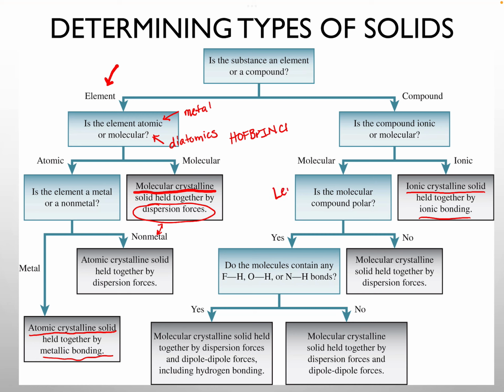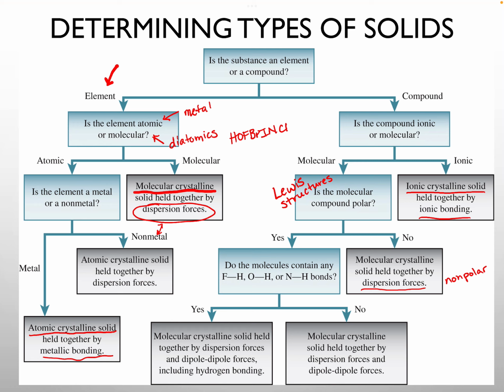Remember, the way to do that is to draw a Lewis structure. And then you're going to see, do my dipoles cancel out? If they all cancel, it'd be nonpolar. If they don't all cancel, then it would be polar. So let's say they did all cancel. Then you would get a molecular crystalline solid held together by dispersion forces because it's nonpolar. Okay, so all we've got are dispersion forces.